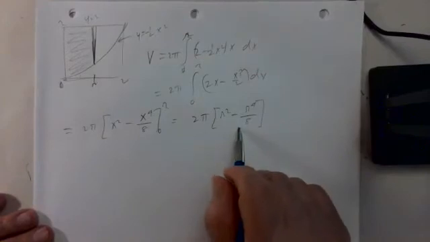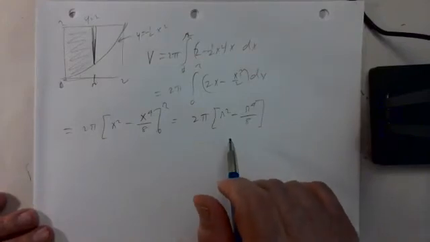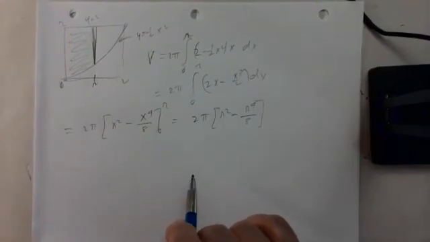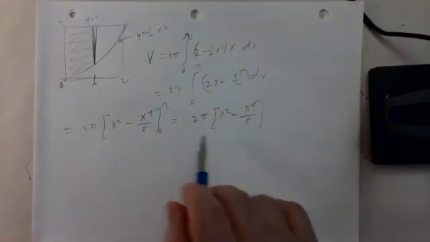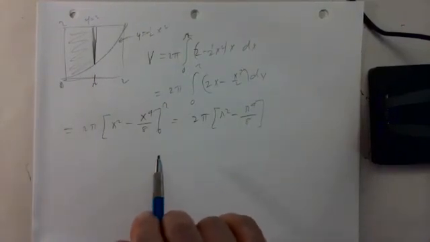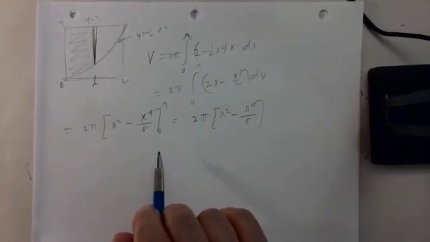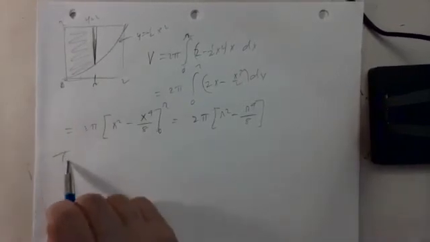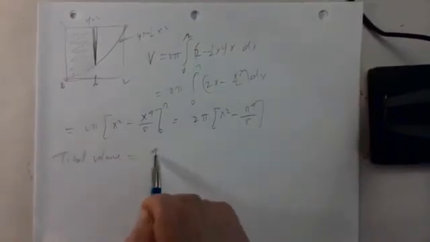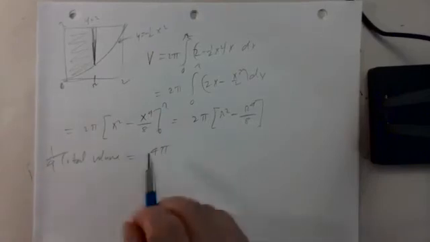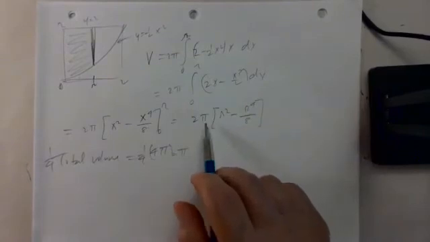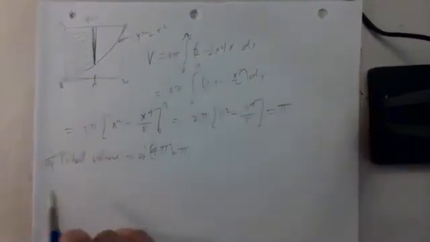And we want this to be a quarter of the total volume. So this is the volume of the hole, and we want the hole to take out a quarter of the volume. Now the total volume is 4 pi, and we want a fourth of that, which is pi. So we want to find r such that this is equal to pi.